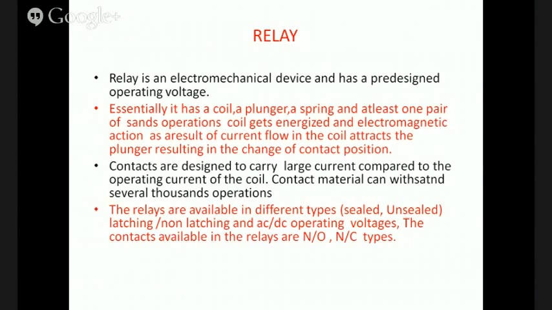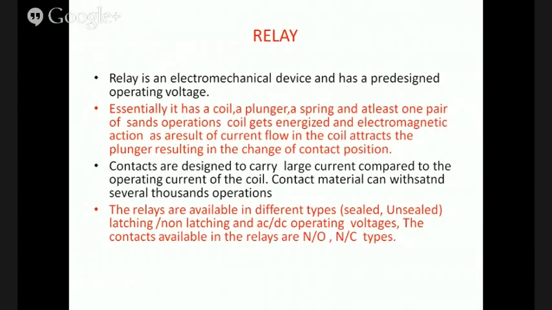Contacts are designed to carry large current compared to the operating current of the coil. Contact material can withstand several thousands of operations. If it is unable to withstand that, then it will get pitted and its life will be limited. So that's why it has been designed in such a fashion that it can withstand several thousands of operations, make and break operations.